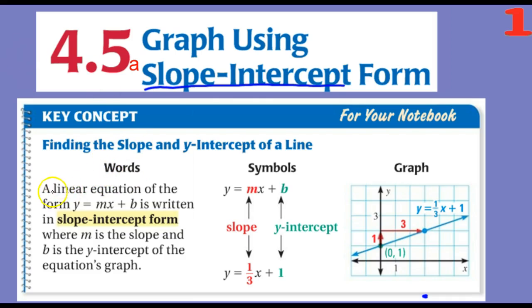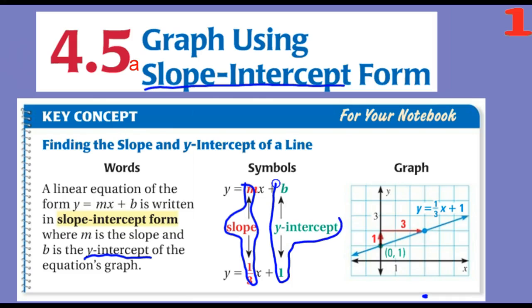So in words, a linear equation of the form y equals mx plus b is written in slope-intercept form, where m is the slope and b is the y-intercept. b is the y-intercept of the equation's graph. So our m is our slope, and our b is our y-intercept. The m, or the slope, always comes before the x. The b is a constant, something that is just out there, it's not touching our letter.